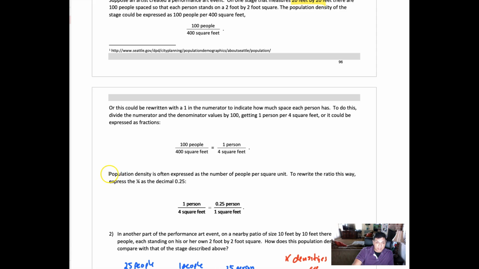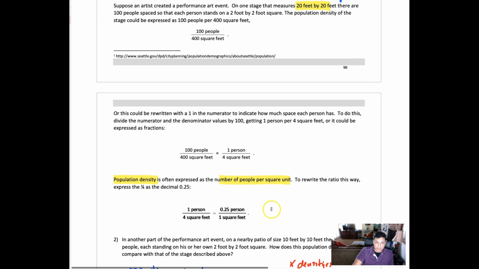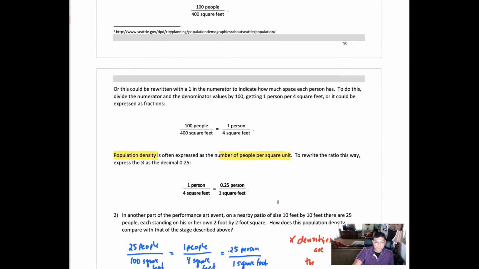But many times, population density is often expressed as the number of people per unit. So that's an important distinction, per square unit. So I want the answer to be 1. So if I have 1 person per 4 square feet, technically we would say that's 0.25 people per 1 square foot. So we can imagine how many people within 1 square foot, since most people have a sense of 1 square foot. It's kind of like the tile size on the floor of a classroom.